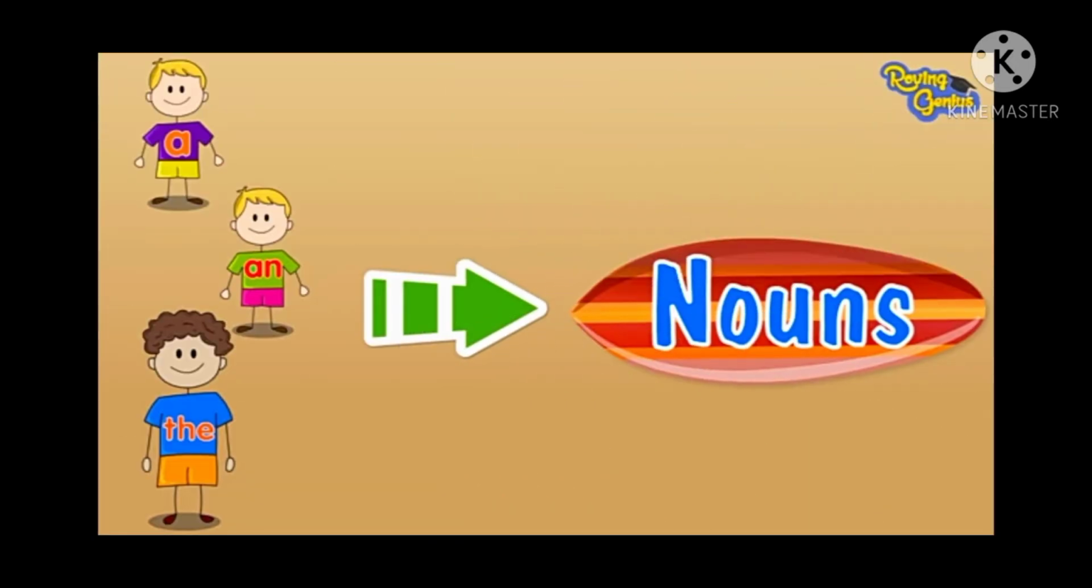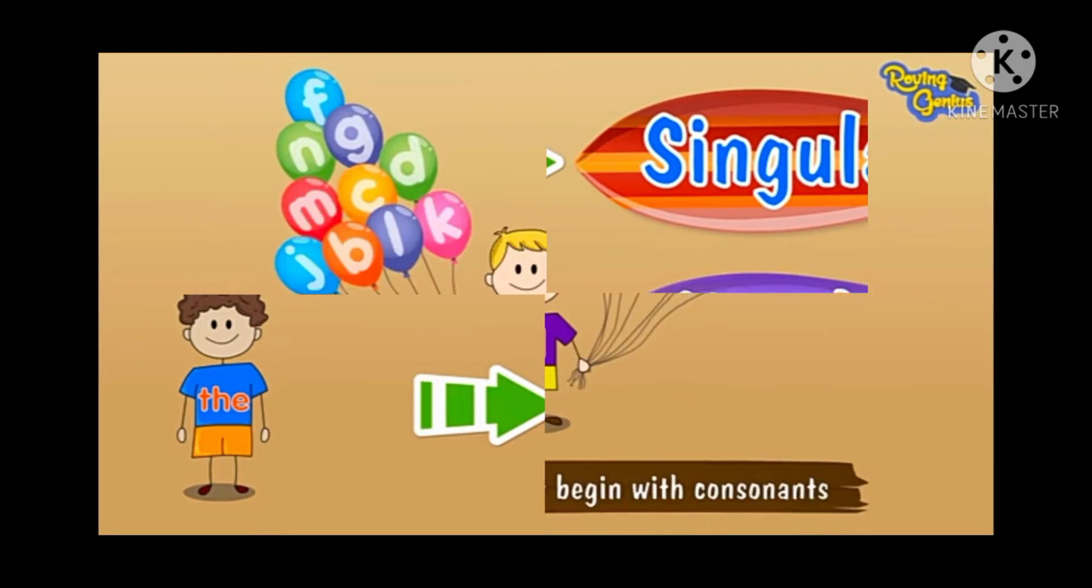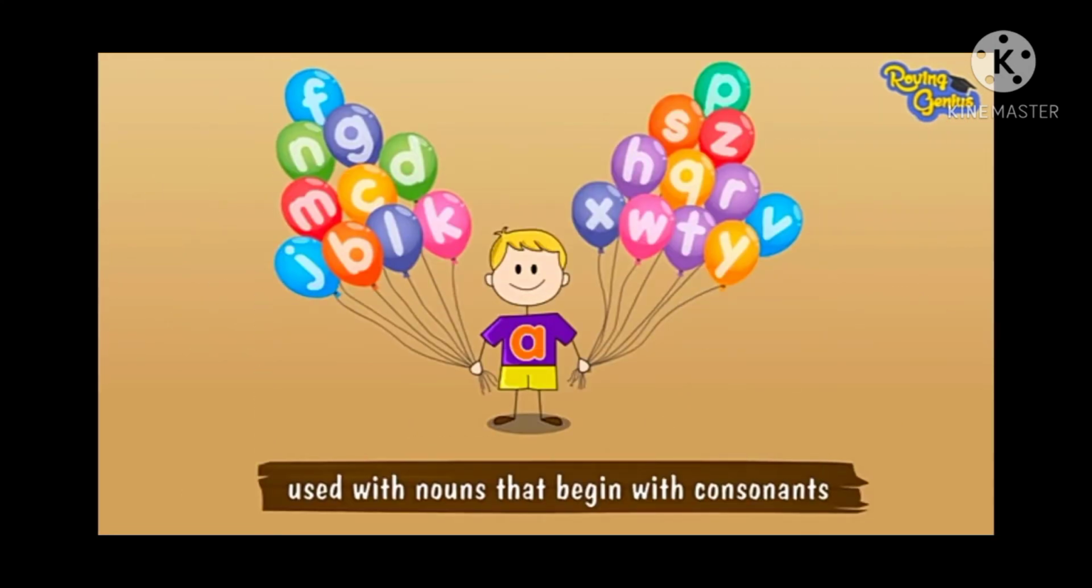Articles a and the come before nouns. The indefinite articles a and an always come before singular nouns, whereas the definite article the comes before both singular and plural nouns. To use the indefinite article a, we need to keep in mind a few points. A is always used with nouns that begin with consonants.